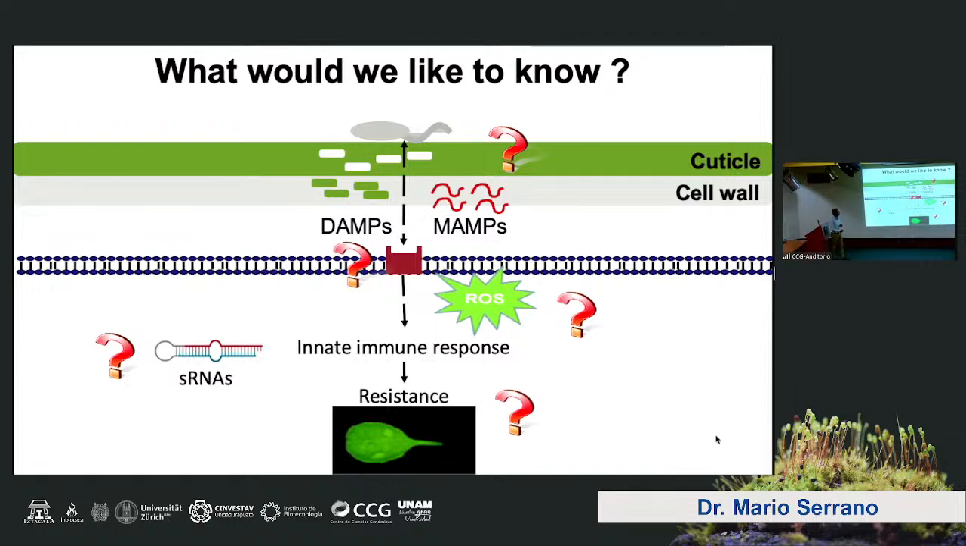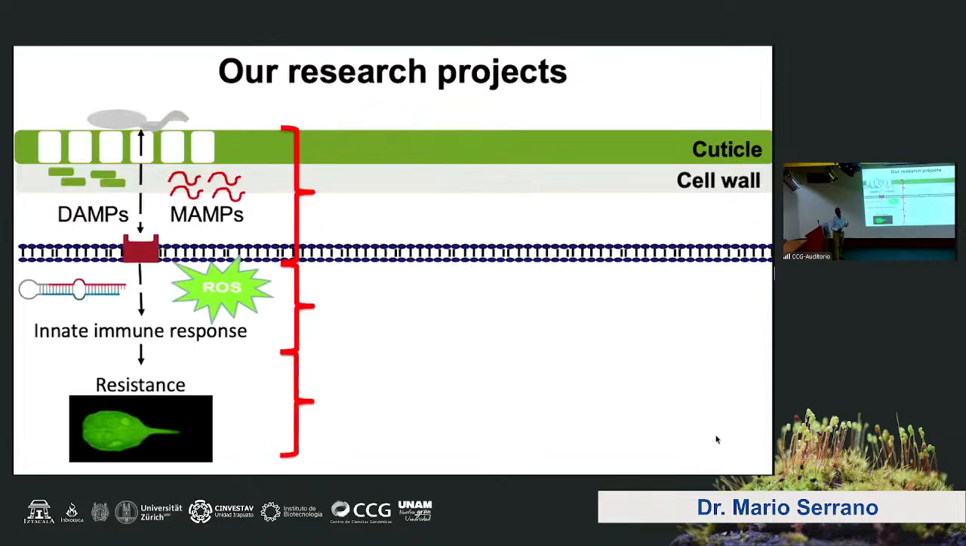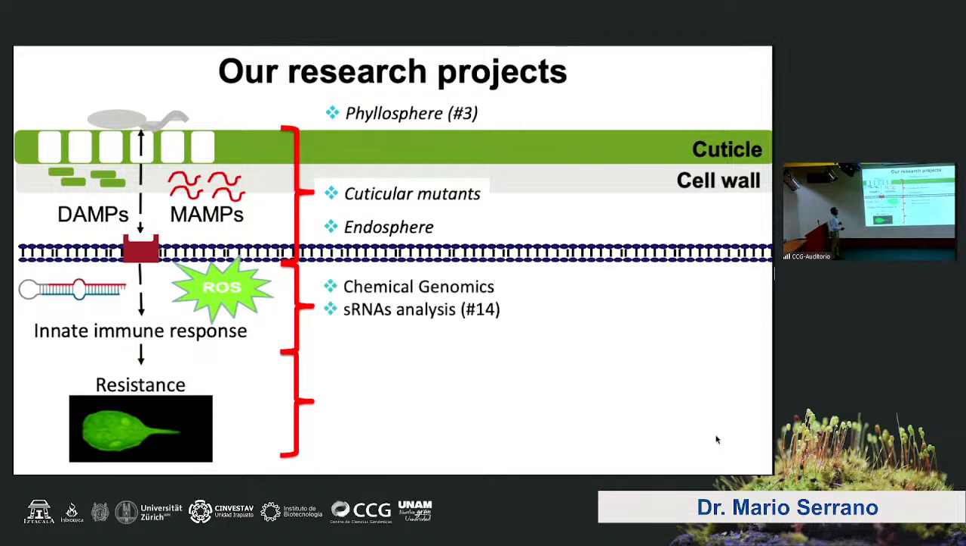So to try to answer that, we have several projects in my group, including the study of cuticular mutants. Also, what happens in these cuticular mutants to the phyllosphere and endosphere? What are the changes? Because we know that these microbes can also modify the different responses and the interaction with other microbes, such as Botrytis cinerea. Additionally, we are performing chemical genomics to modify the reactive oxygen species. We are analyzing the small RNAs.